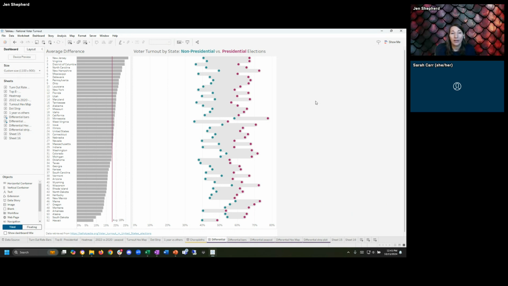Again, if this were a get out the vote or there was some action that needed to be taken as a result of this, finding the states where that turnout rate is lower might be the main goal. And I would want to highlight that. Or if it's, in this case, just being interested in the data and wanting to show something like the general difference or the average difference between presidential and non, we can do that.